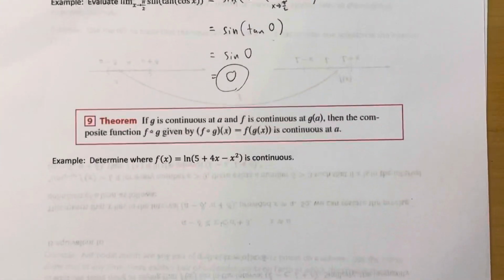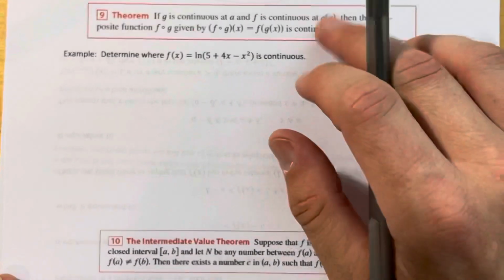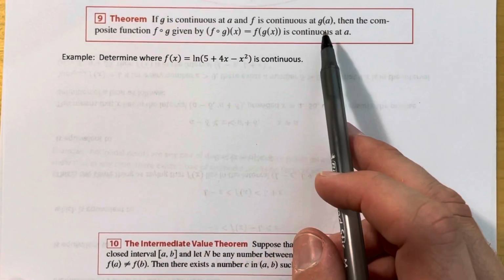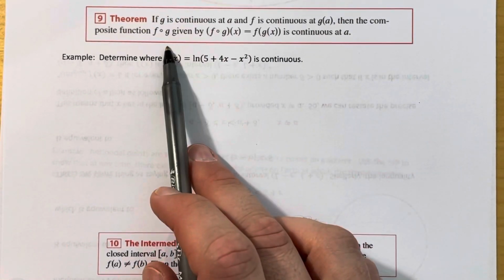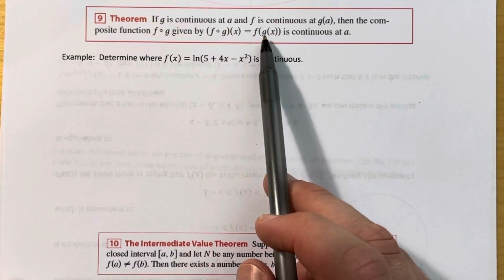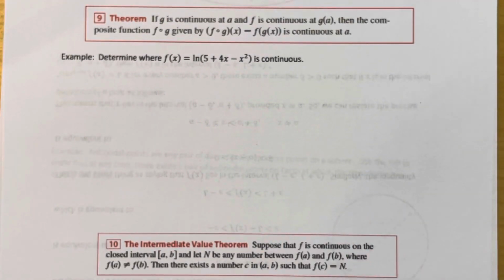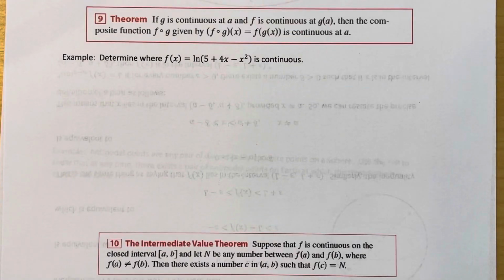Okay? That motivates this next theorem, which says that if g is continuous at a and if f is continuous at g of a, then the composite function f of g of x is also continuous at a. So this is basically giving us one more way of constructing continuous functions out of other functions that we happen to know are continuous.